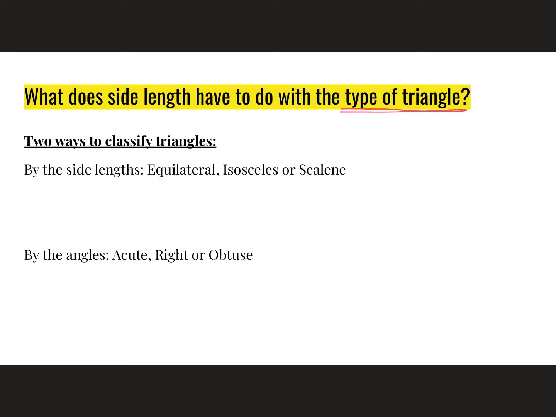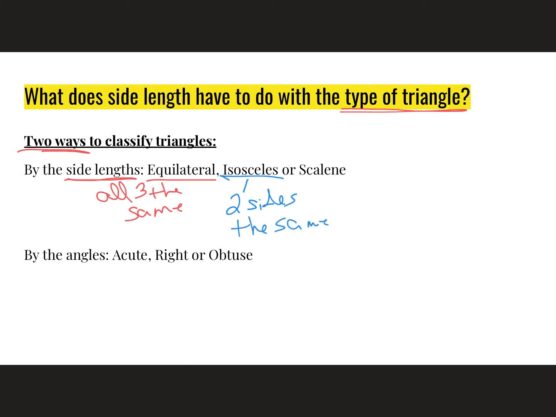First of all, we need to talk about the different ways to classify triangles. There are two ways to classify triangles. You can classify them by the side lengths, and they are equilateral, which means all three are the same, or they could be isosceles, which means two sides are the same length, or they can be scalene, which means each side is different.